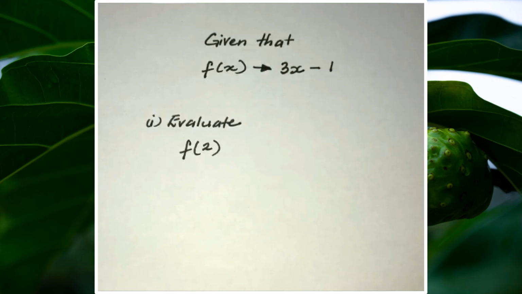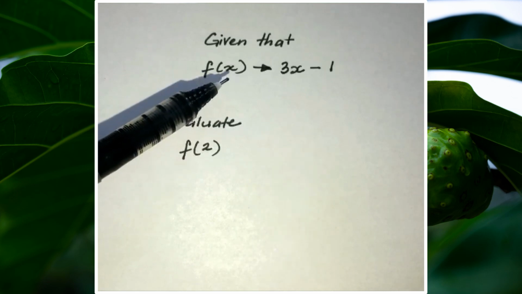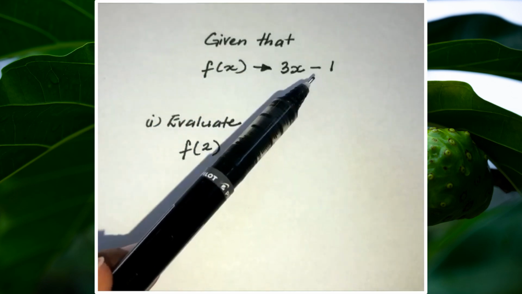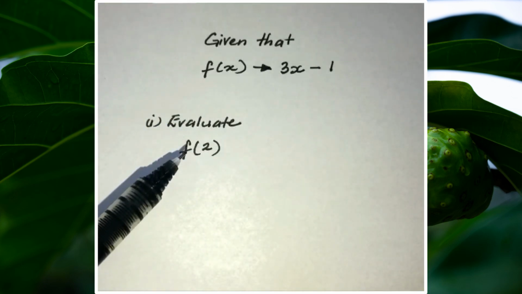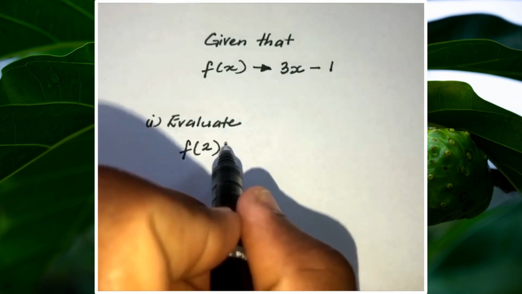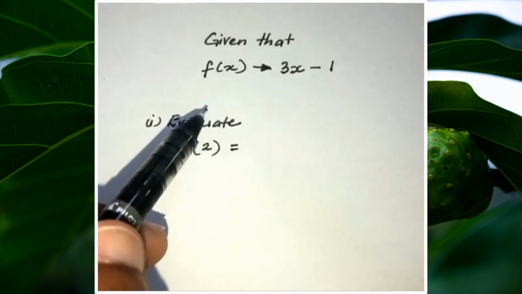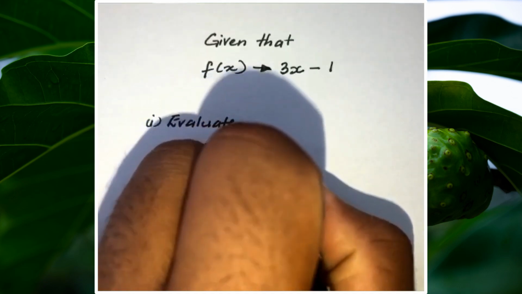So we want to evaluate a function. And when we're evaluating a function, it means to put a value to, or to find out the end result, the output. So it says, given that the function f that takes the input x, the process is 3x minus 1. So we are trying to evaluate or find the value of f of 2. So what I like to start off with is the original function for f of x. So f of x is 3x minus 1.